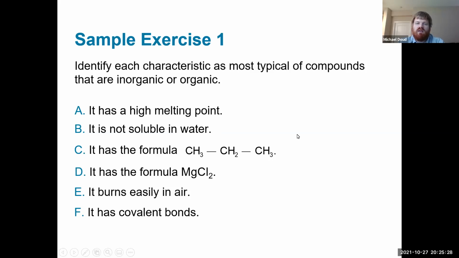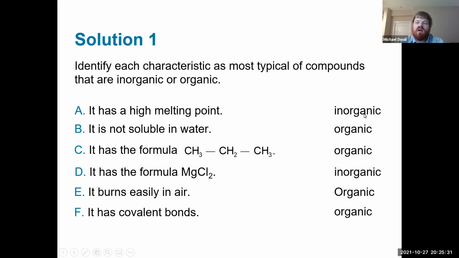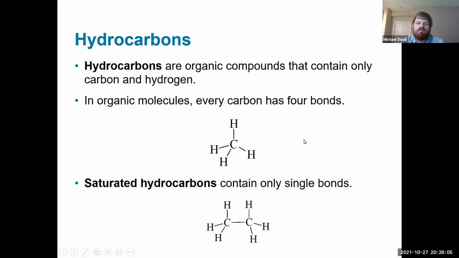All right, let's take a look. High melting points are associated with inorganic compounds. Not soluble in water usually is an organic compound. This formula here, CH3, CH2, CH3, if we added this all together, is the molecule propane again. So C3H8, that's organic, just composed of carbon and hydrogen. MgCl2, well, there's no carbon there, so that's an inorganic compound. It burns easily in air. That's an organic compound. They tend to burn very readily. And then finally, covalent bonds, we know that's typical of organic compounds.